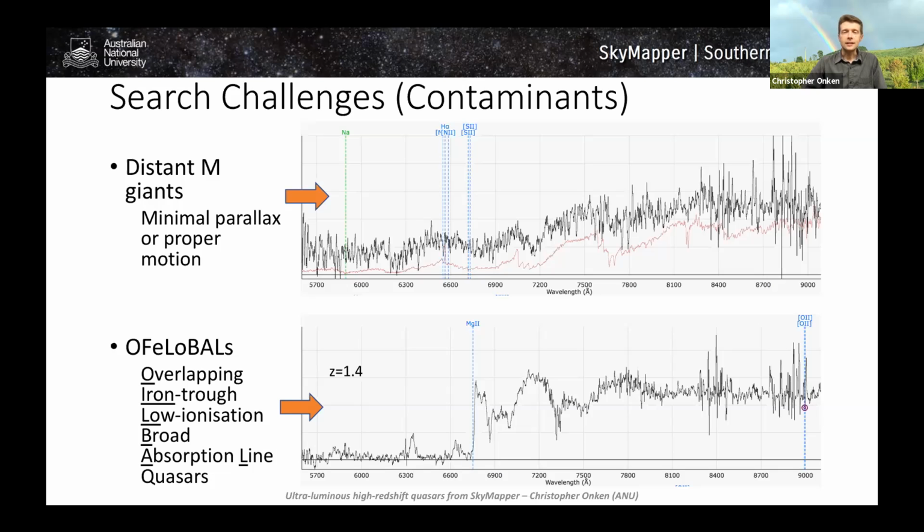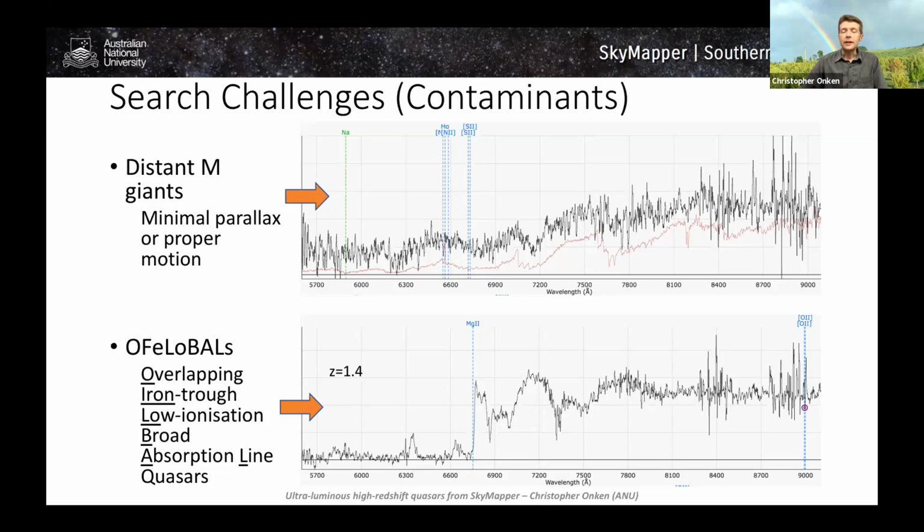And so you can see that's a pretty good match for an M giant. And in the bottom, we have a very unusual class of object known as an Ophiolo ball. So this is where there's so much absorption from iron and magnesium that there's almost no light shortward of the magnesium line, and it can replicate the same kind of cutoff you would get at the Lyman alpha edge.